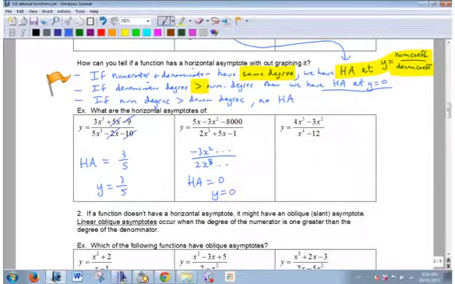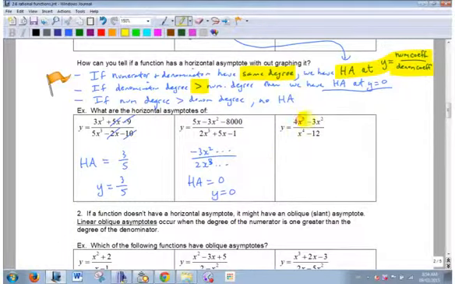Okay? Because again, the denominator will get a lot bigger than the numerator, and soon it will get closer and closer to 0 as you look to either extreme of this graph. So that's the first example. That's a second example. Any guesses as to what this one will do?